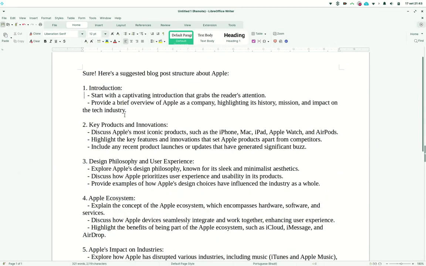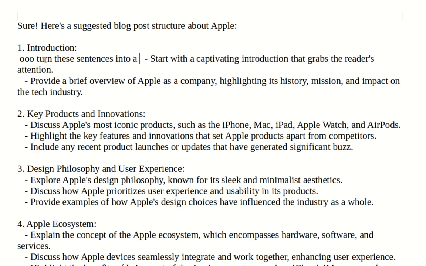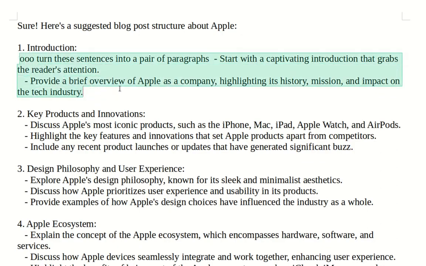You can head here, for example, and say, I want to convert this structure into paragraphs. What I'll do, I would add Triplo O. This is the trigger. And I would directly prompt AI here. I would say, turn these sentences into a pair of paragraphs. And I would select what I want AI to act on and copy.